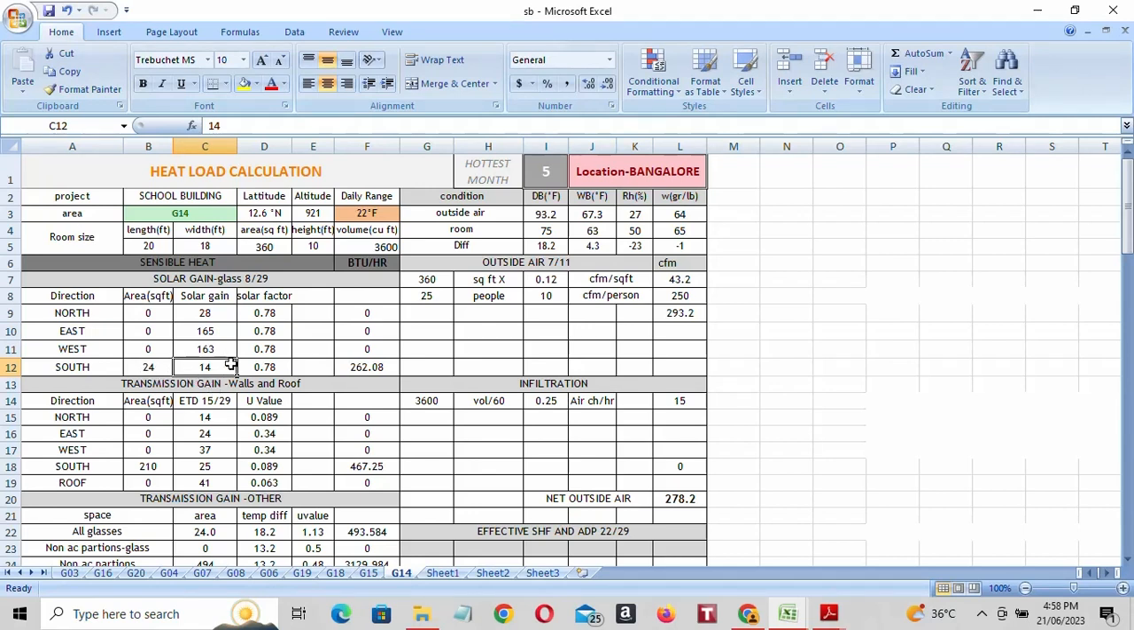So solar gain is 14, and solar factor remains constant at 0.78. If you multiply, you will get this value, 262.08. Okay, next is outside air.